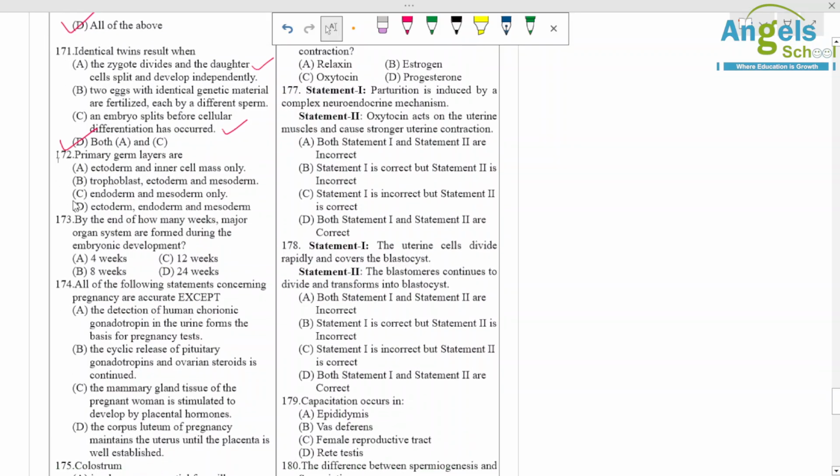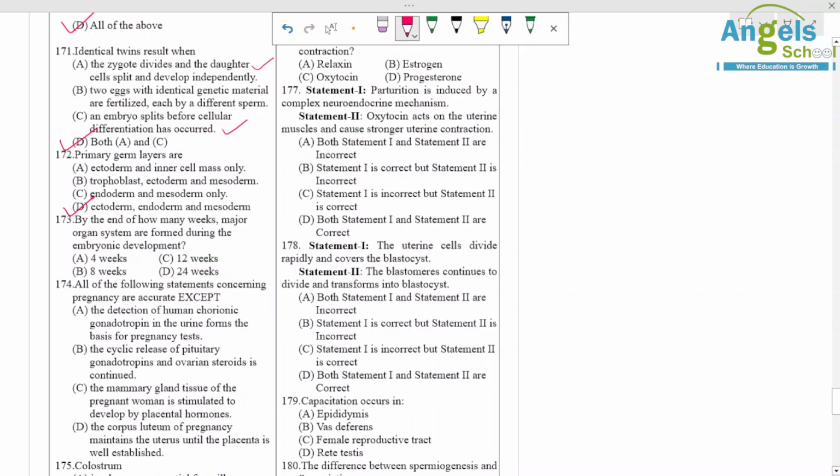Primary germ layer are ectoderm and inner cell mass only, trophoblast, ectoderm and mesoderm, endoderm, mesoderm only, and ectoderm, endoderm and mesoderm. So these three layers are formed, so option D is correct.